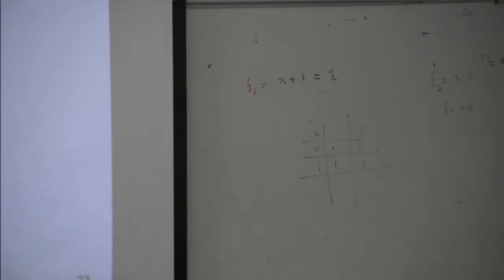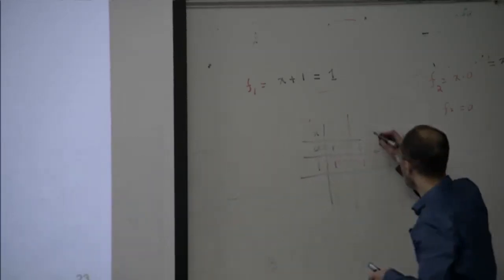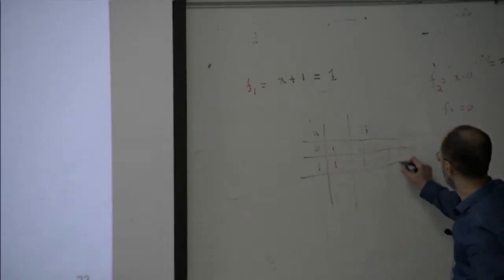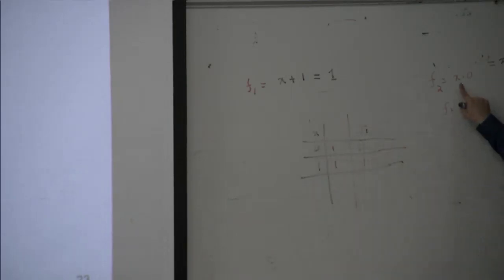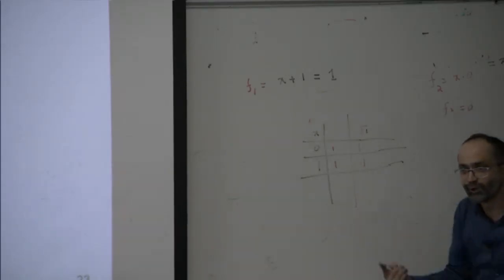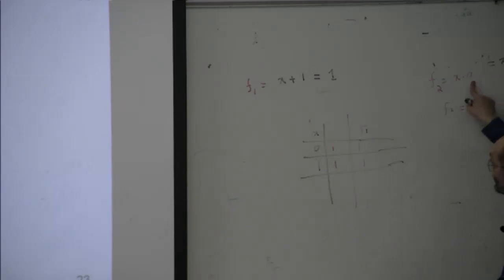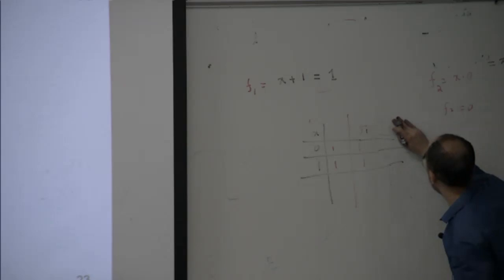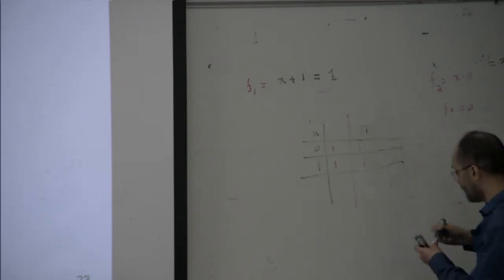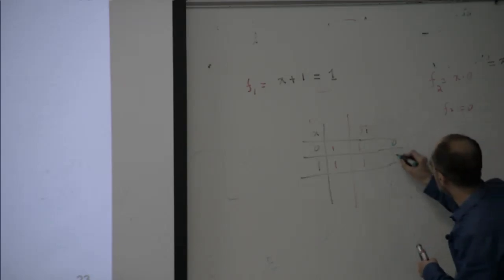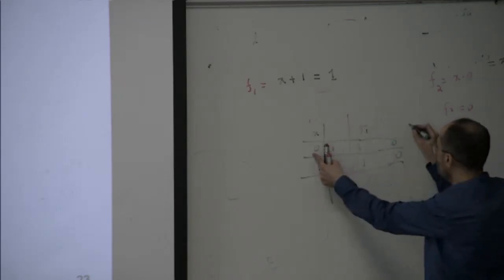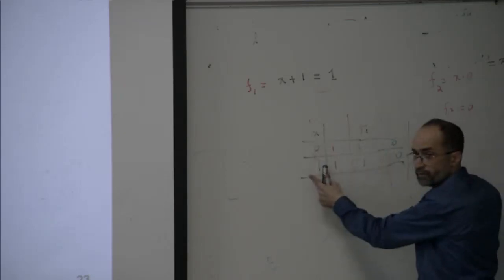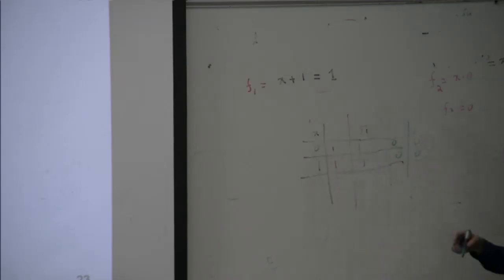Yes, please. F2 can be 1? Which one? F2. No, F2 cannot be 1. x can be 1 or 0, but when we AND it with 0, the output is 0. This is because we are ANDing it with 0. 0 and 0 is 0, 0 and 1 is 0. The output is 0, anything ANDed with 0.